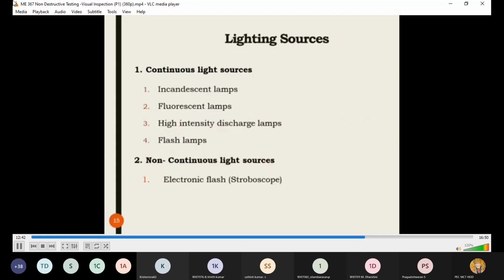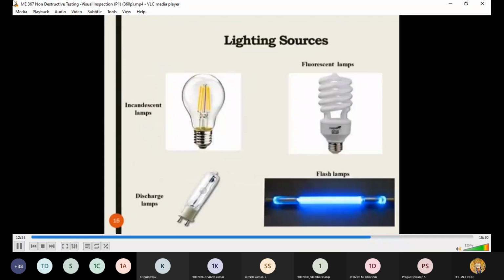Now, the different light sources that are used. The next one is the lighting sources. Continuous light sources are there, and the second one is non-continuous light sources. We'll be discussing continuous light sources now. The first one is the incandescent lamp, then the fluorescent lamp, discharge lamp, and flash lamps. As mentioned before in the previous slide, all of them are continuous lighting sources.